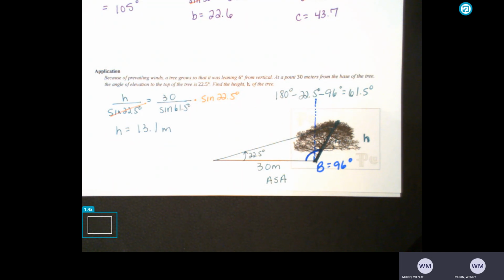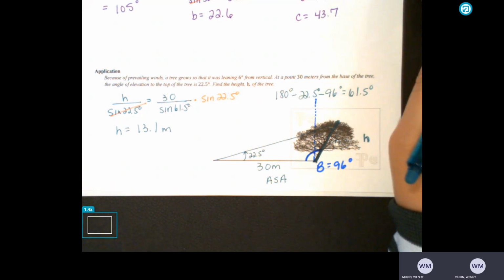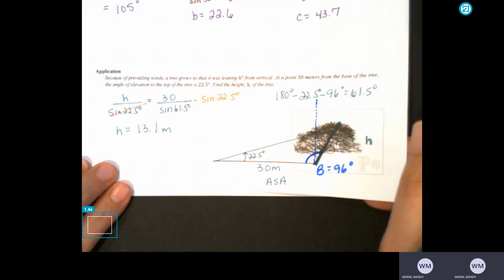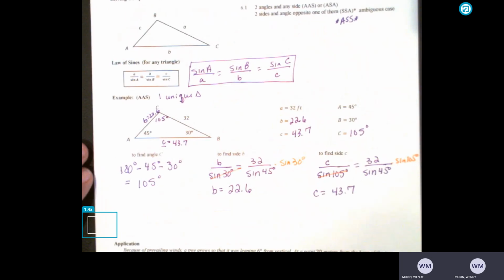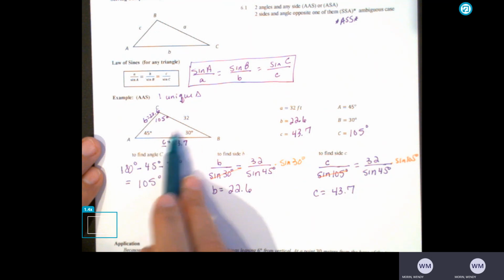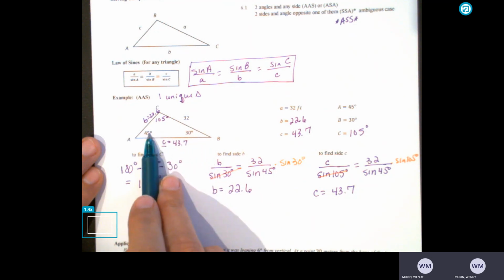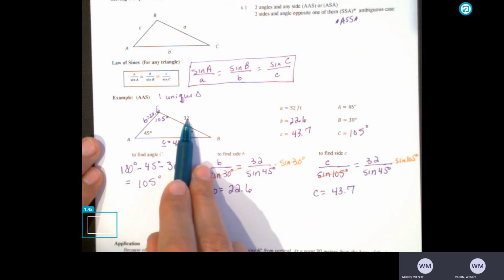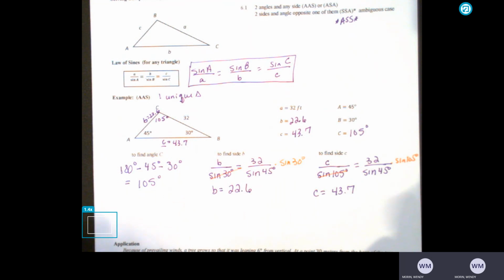Same thing with angle, angle, side, or side, angle, angle, however you want to say it. Okay? Let's go back up here. I think I said side, angle, angle, you couldn't say, but you can. You can do side, angle, angle, or you can do angle, angle, side. Either one of those is correct.